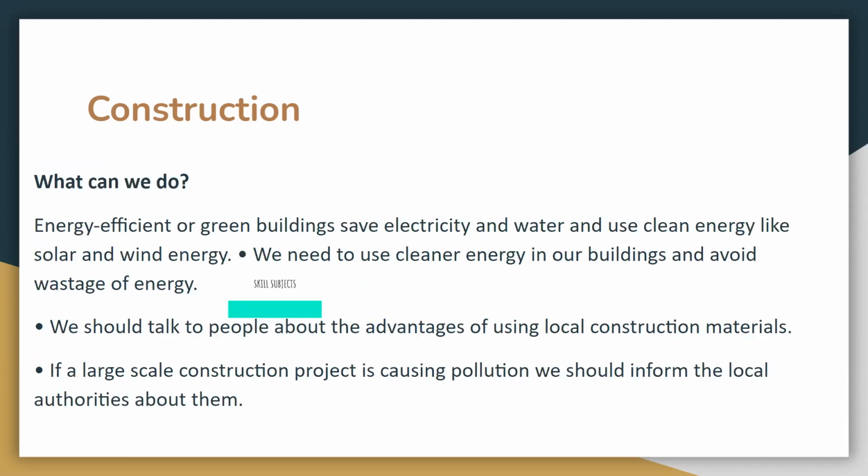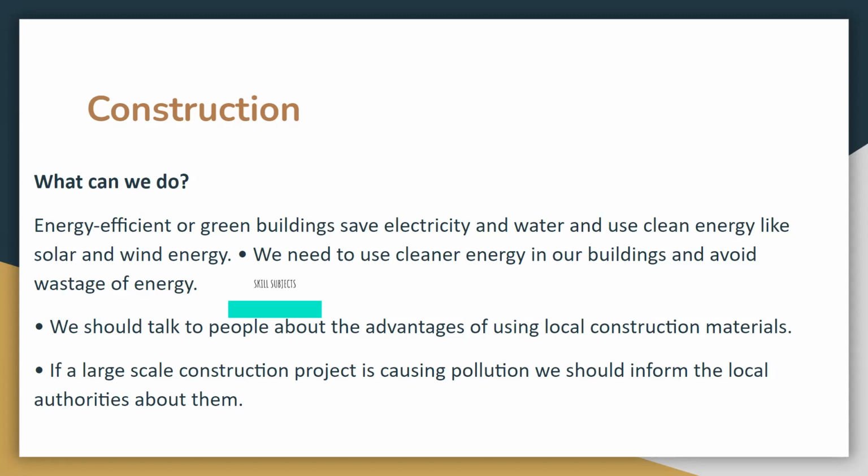Now, what can we do? Energy efficient or green buildings save electricity and water and use clean energy like solar and wind energy. Apart from that, people these days, apart from placing solar panels in their house, are also looking at rainwater harvesting, wherein they store rainwater, and this water can be used for watering the plants, or for cleaning the house and stuff like that.